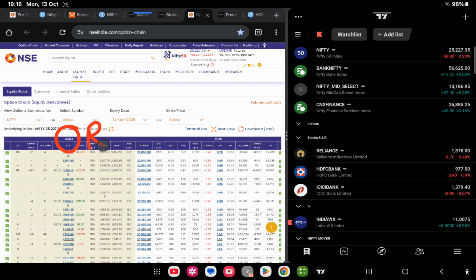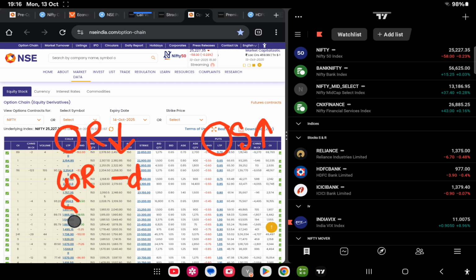This is call writing, acts as a resistance, price will go down. This is put writing, acts as a support and price will go up. Now if weak resistance, that means negative delta from seller's perspective. Strong resistance means positive delta, decay, okay, and vice versa for put side.